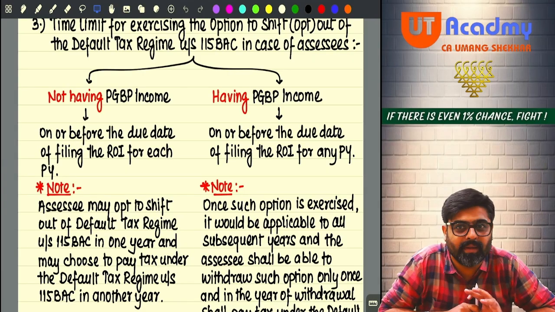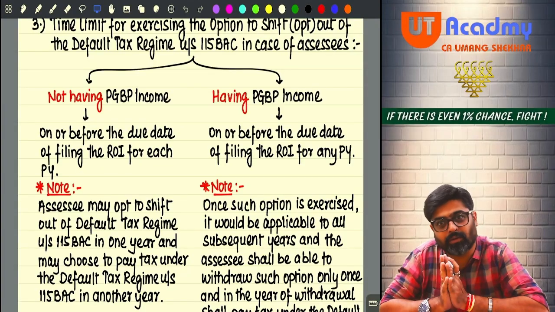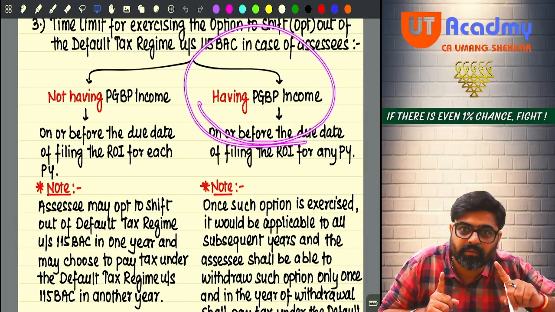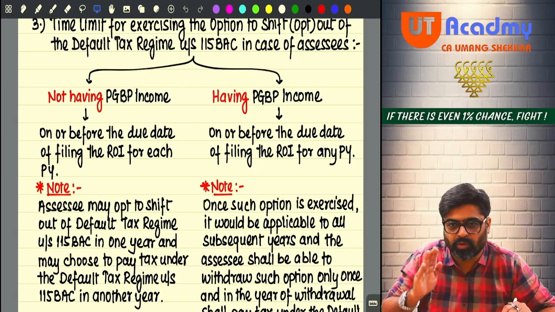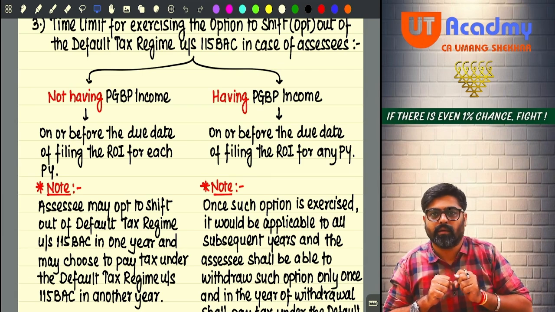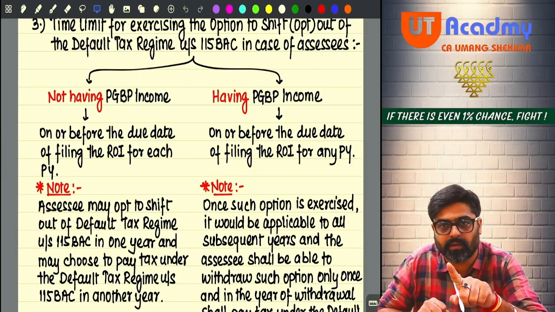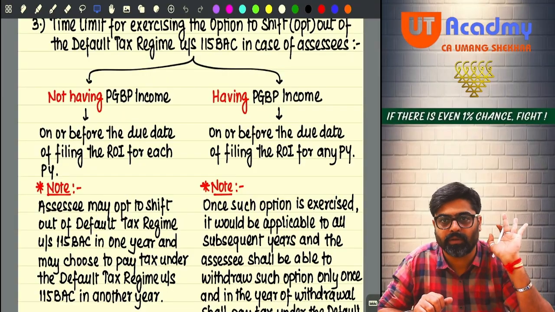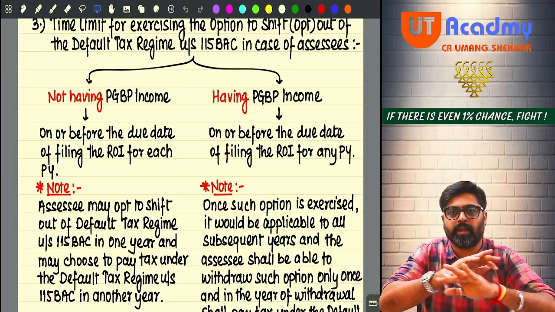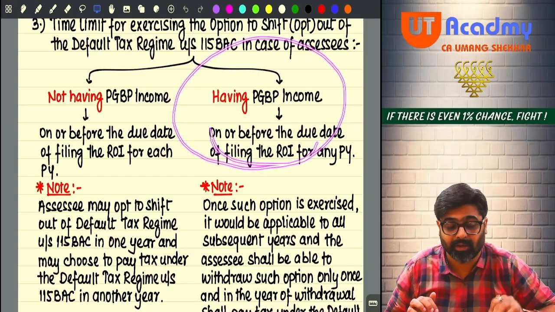Forget about shifting out, in a single year you are gone. 115 BAC will stick to you forever, till the time you don't stop earning PGBP income. So the option to shift out you have to take every year if you are earning PGBP income. If you don't take that option to shift out every year, that means you are following 115 BAC. And from the year in which you have followed 115 BAC, from that year onwards, you stop getting this option. This is if you are earning PGBP income.